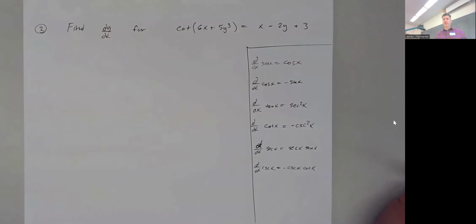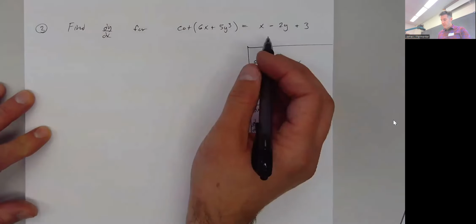Unless your teacher says you don't have to. If he's giving them to you in some way, I guess you don't have to memorize them, but you should memorize them anyway, because they're not going away. They're going to be around in 16B and 16C. All right, so let's find the derivative here of both sides.